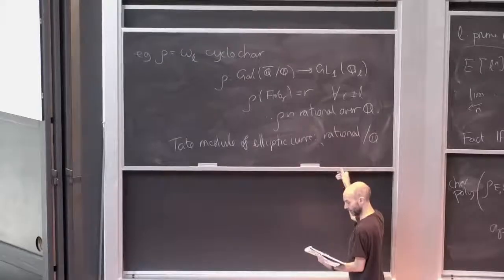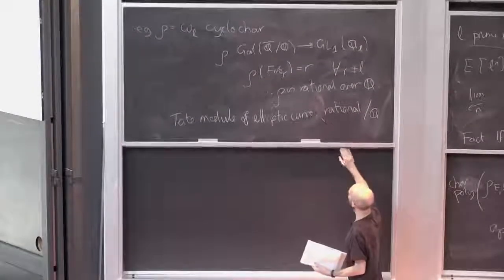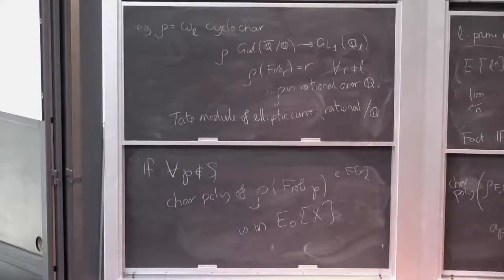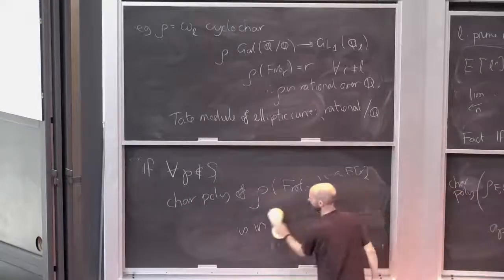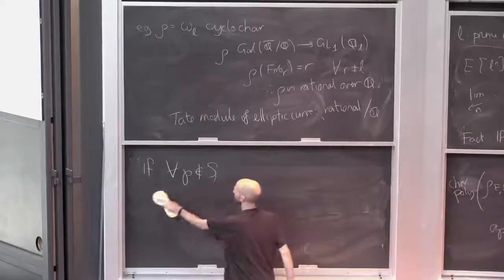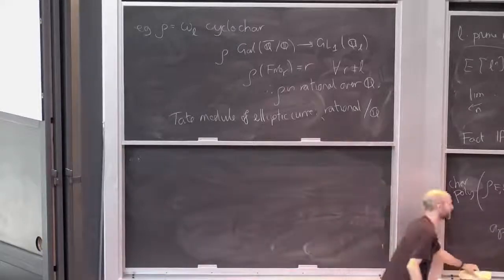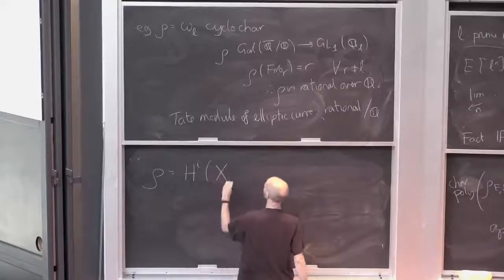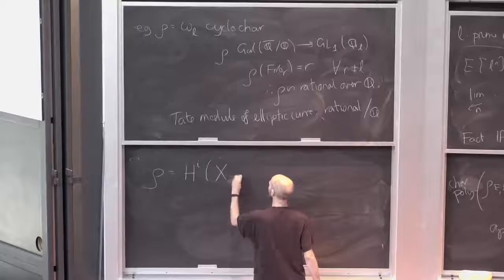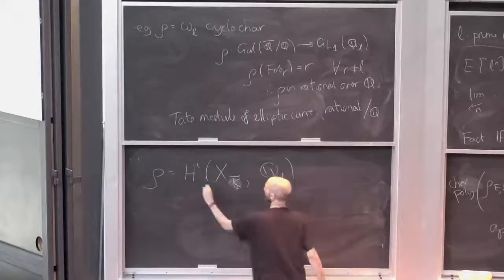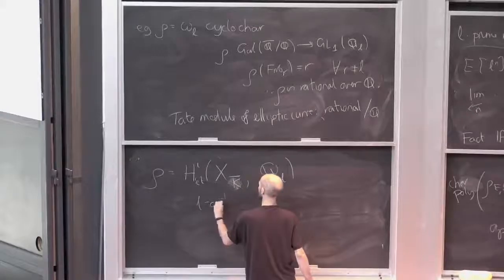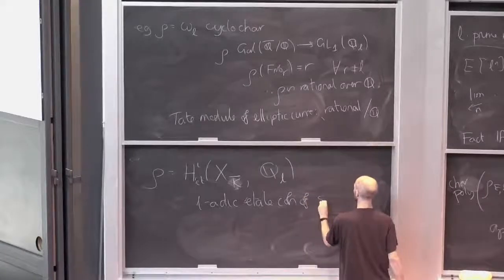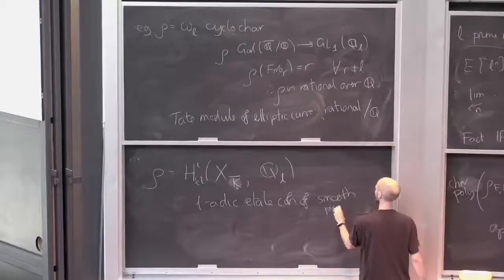Where do Galois representations come from? Well, we've got the cyclotomic character and we've got the Tate module of an elliptic curve. And then the next step after that is L-adic cohomology of a smooth projective algebraic variety, obviously. So let's do that one next. Rho equals H^i of X over k-bar, Q_l. There, L-adic étale cohomology of a smooth proper algebraic variety.